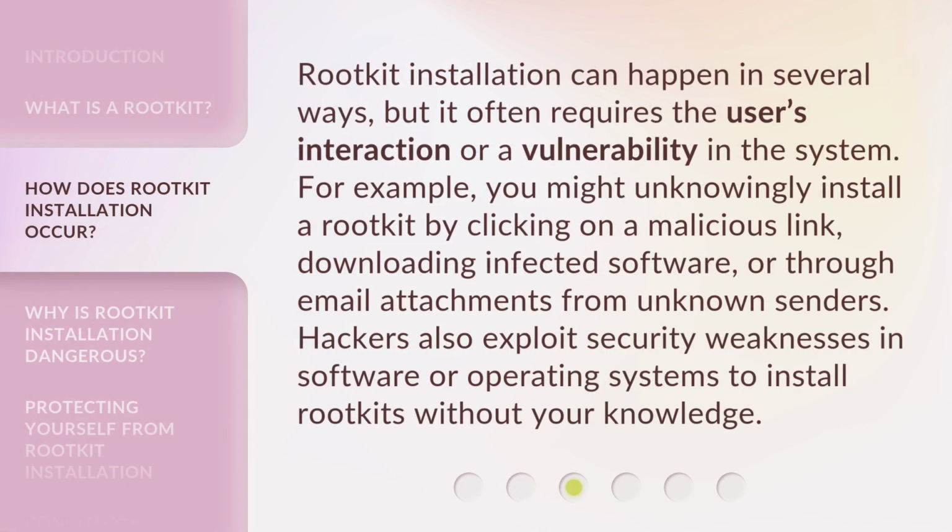Rootkit installation can happen in several ways, but it often requires the user's interaction or a vulnerability in the system. For example, you might unknowingly install a rootkit by clicking on a malicious link, downloading infected software, or through email attachments from unknown senders. Hackers also exploit security weaknesses in software or operating systems to install rootkits without your knowledge.